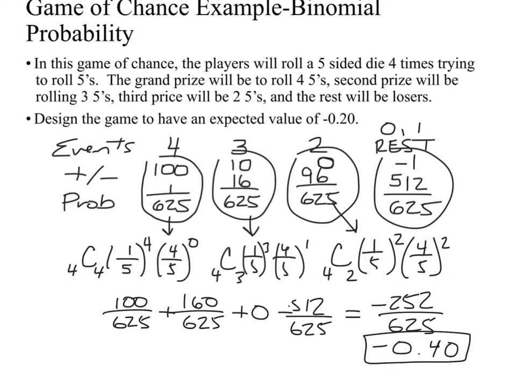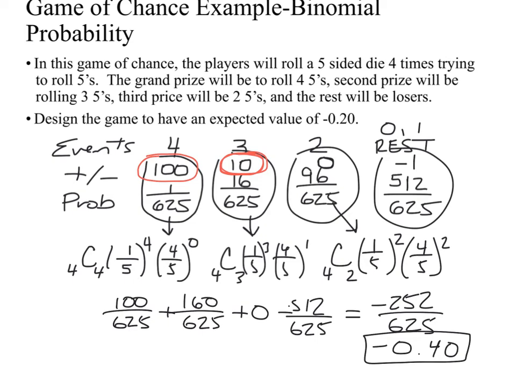A couple things you could do to get this closer to negative 0.2. You could increase this grand prize of $100. And you could keep increasing that by $1 at a time until you got close to negative 0.2. The other option would be to increase the second prize, now realizing that has 16 possibilities out of the 625, so you couldn't increase that by a whole lot. Okay, you might be able to go to $20 on that one.